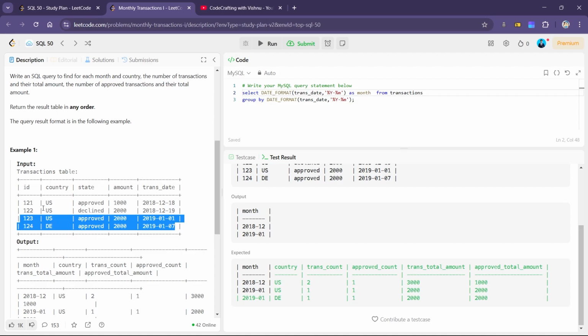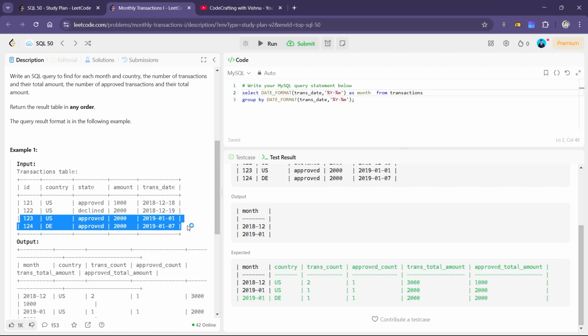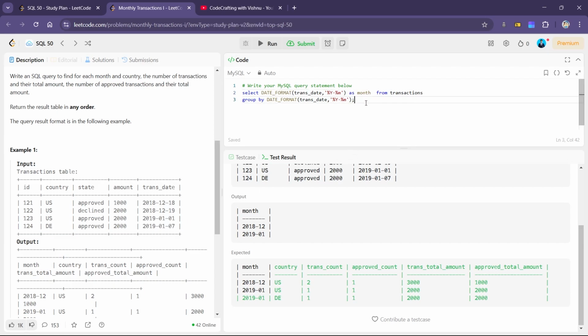Why are these grouped together? Because they have the same year and month, and in these two entries also they have the same year and month. But now the second condition says that you have to group by country as well. So if we group these two by country also, then they will remain the same. But if these two are grouped by country also, then they become separate entries. So the next condition is group by country. So now we group by country, we will get different countries as well.